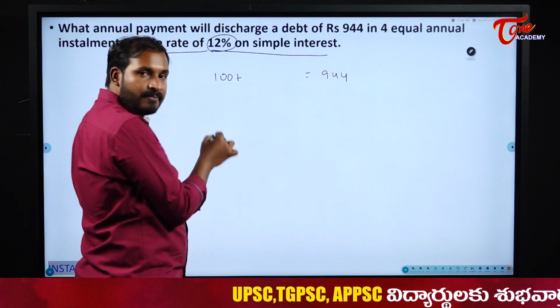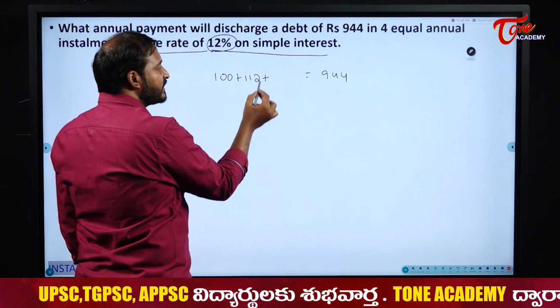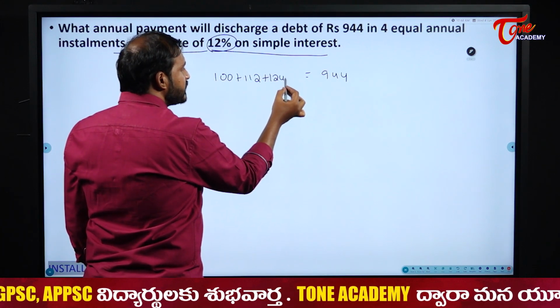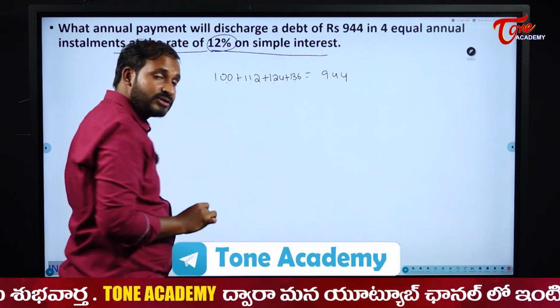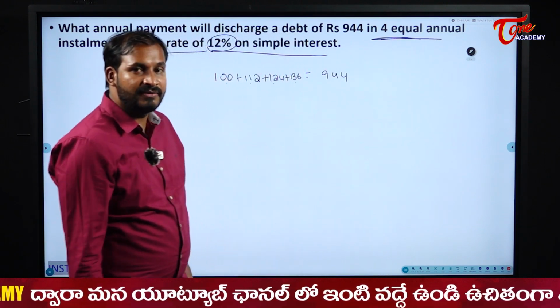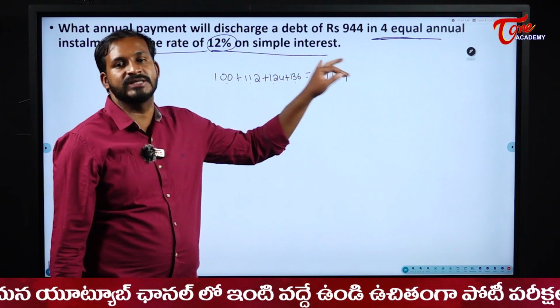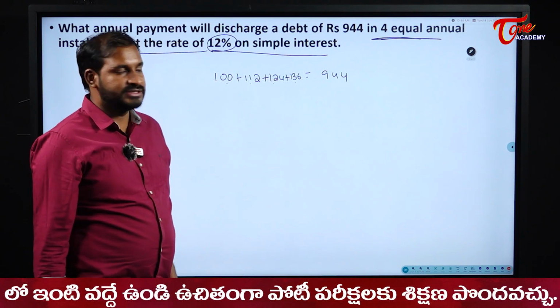12%. 100 plus 12, what does it become? 112. Plus 12, what does it become? 124. Plus 12, what does it become? 136. How many? 1, 2, 3 and 4. Why did I stop at 4? Because 4 equal annual installments. For example, if it is 5 annual installments, I would have written plus 148 also. But here it is just 4 installments, so that is the reason.